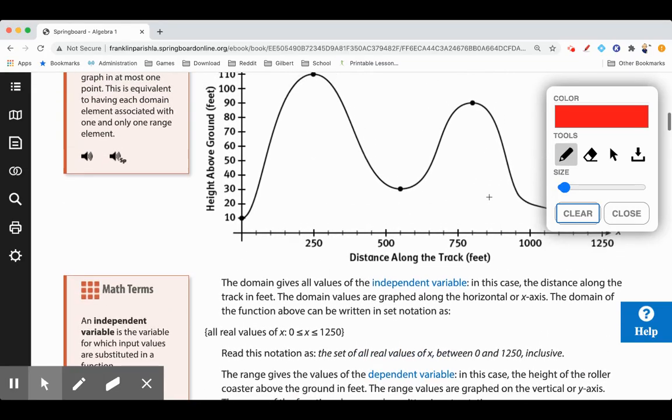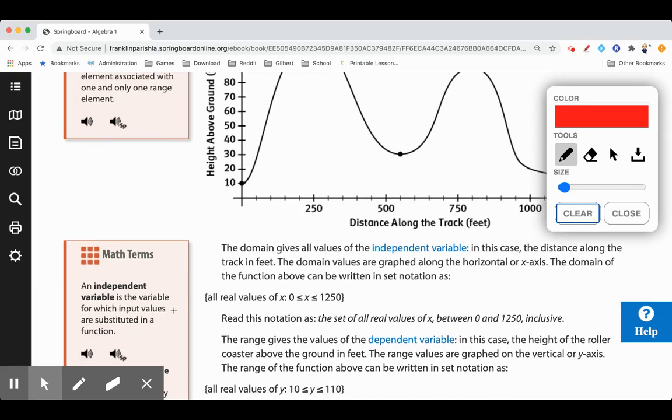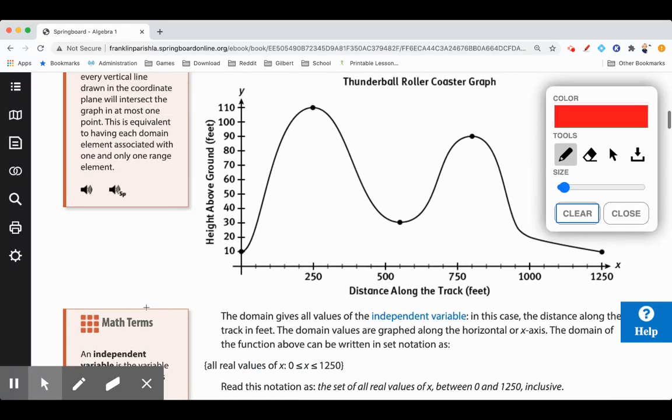Independent variables. Okay, these are the variables for which the input values are substituted into a function. These are the input, the domain, X input, independent variables. Usually the variables that are stable don't have anything to do with anything else. The distance along the track in feet, it's always going to be this distance. Okay, the track is 1250. That's not changing. It's independent of what we're doing.